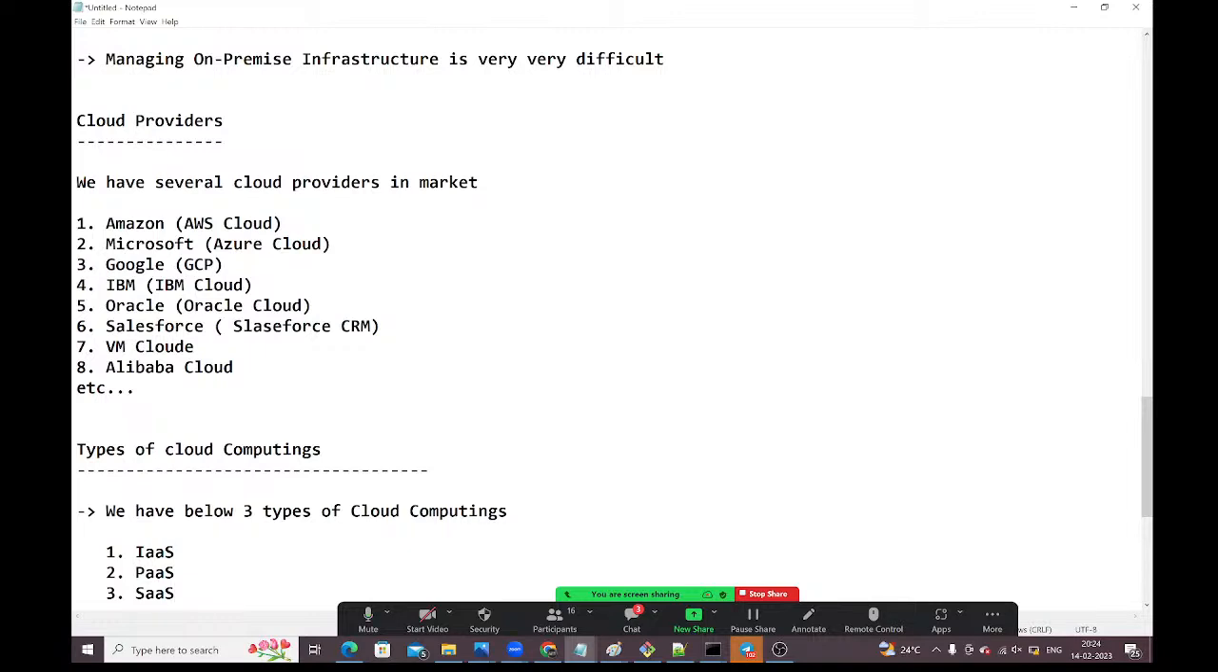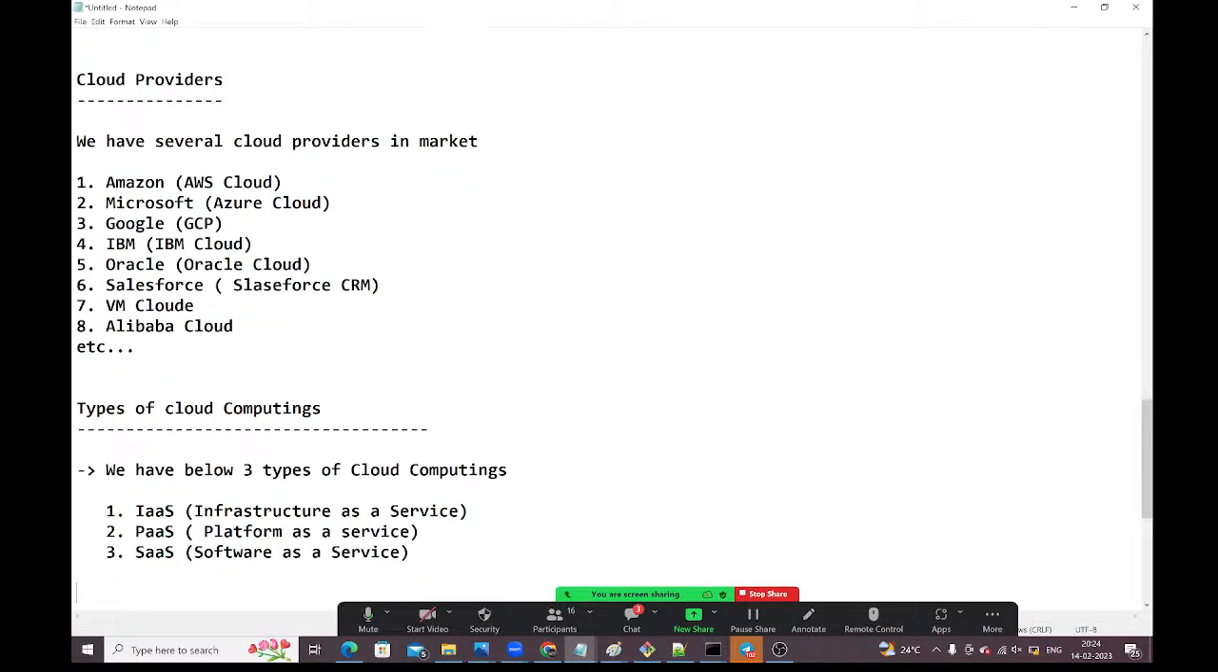IaaS stands for what, guys? Infrastructure as a service. They are providing infrastructure as a service. Second one is platform as a service. Third one is software as a service. We have the below 3 types of cloud computing: infrastructure as a service, platform as a service, software as a service. These are the 3 types we have, guys.